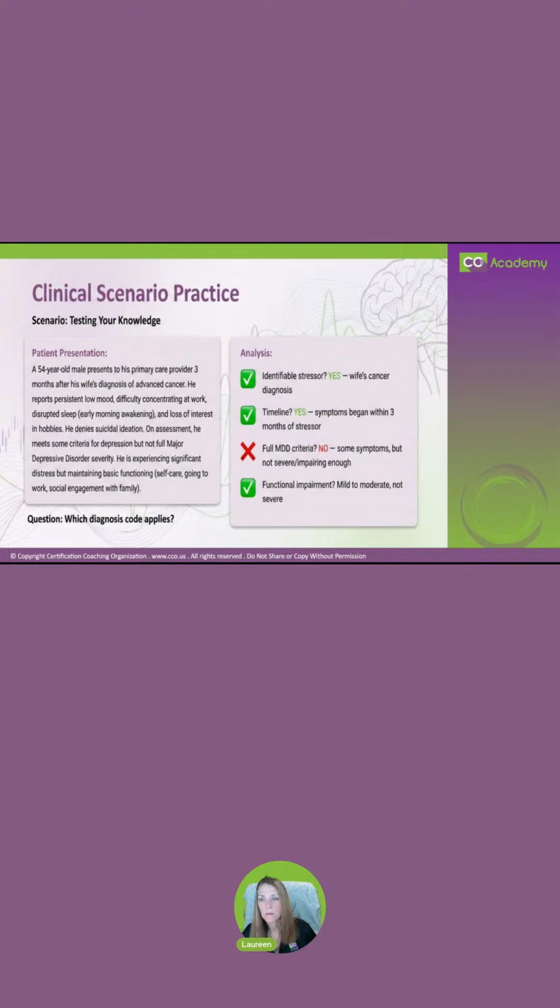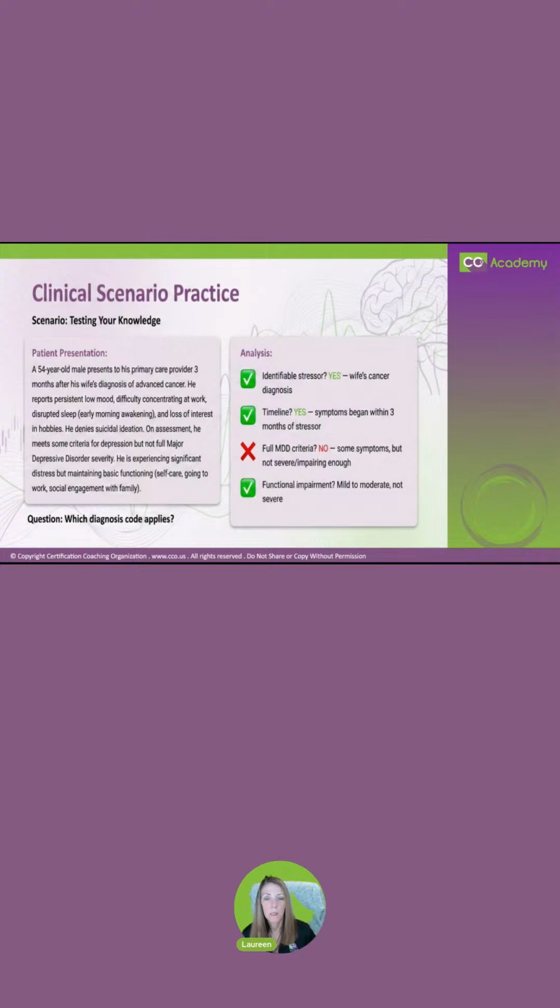Okay, so let's do a little practice. I'm going to give you a scenario, and I want you to think about what the correct diagnosis could be. So we've got a 54-year-old male who presents to his primary care provider 3 months after his wife's diagnosis of advanced cancer. He reports persistent low mood, difficulty concentrating at work, disrupted sleep with early morning awakening, and loss of interest in hobbies. He denies suicidal ideation.